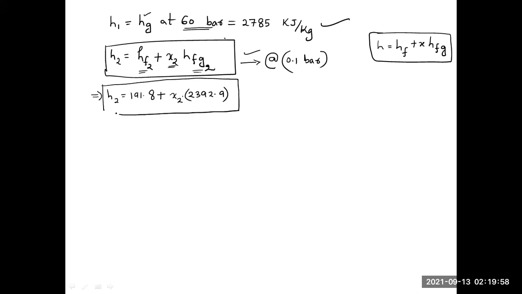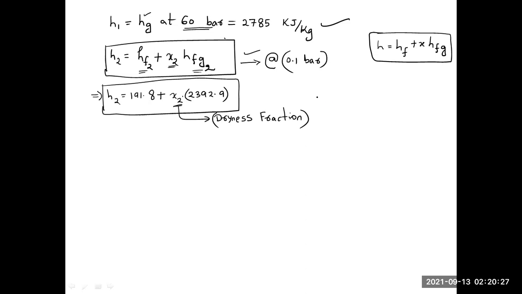But here the problem is we cannot calculate the h2 value. Why? Because this x2, what is this x2? x2 is called dryness fraction. This x2 value is still unknown. We don't know the value of this x2. Now our aim is we have to calculate the value of x2. Once we got the value of x2, then we can calculate the value of h2. Now how to calculate this x2 value, dryness fraction value?